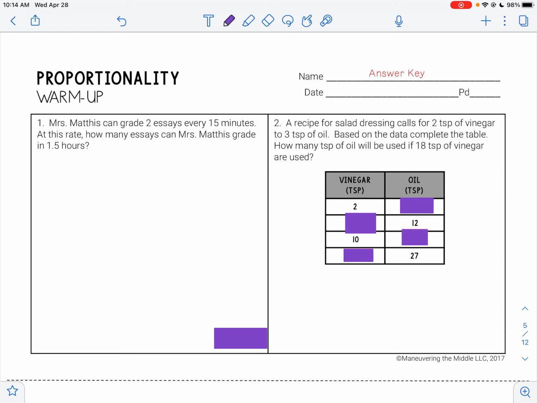It says, Miss Mathis can grade 2 essays every 15 minutes. At this rate, how many essays can Miss Mathis grade in 1.5 hours? So we need to set up a proportion in order to solve this problem. So I know that Miss Mathis, I'm going to put essays over minutes.